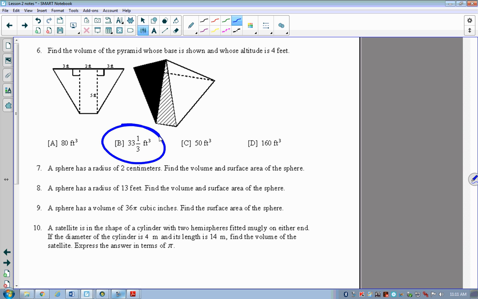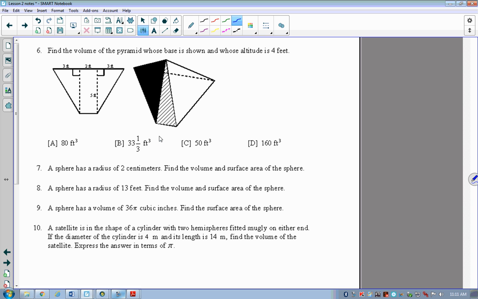All right, if it's 0.6 repeating, does anybody know what that is as a fraction? 2/3. Okay, so we've got that. I've got about 3 minutes before I want to stop and let you guys work. So the rest of these are sphere, sphere, sphere, and then on 10, we've got a pretty complicated question.